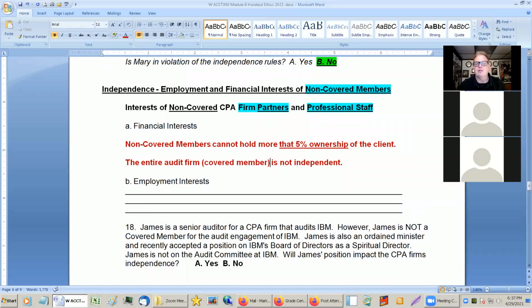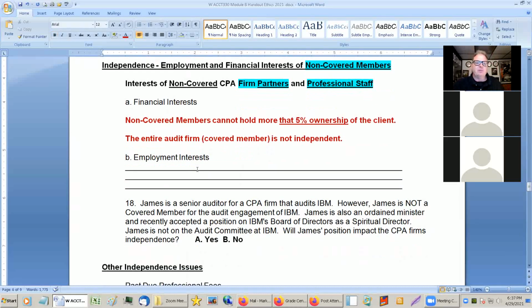And again, if they have more than 5% of the client, the entire audit firm is not independent. So it isn't like they can own unlimited amounts of stock in a client. But now, employment issues.